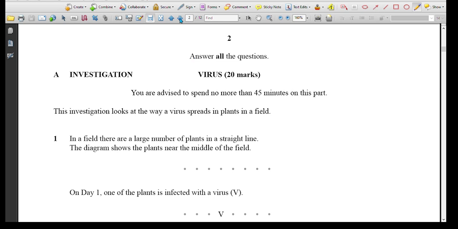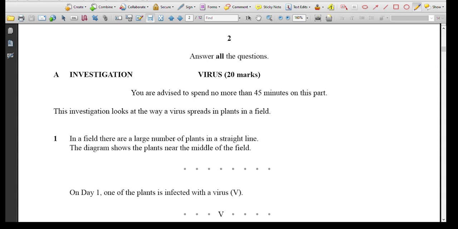Great day, everyone. So today we are going to discuss International Mathematics 0607 paper 6, which is investigation and modeling. Paper 6 has two parts in it. One is investigation and another one is modeling. The paper starts with A, investigation, and the topic is virus today, and it has 20 marks. You are advised to spend no more than 45 minutes on this part. So this is the great advice from Cambridge.